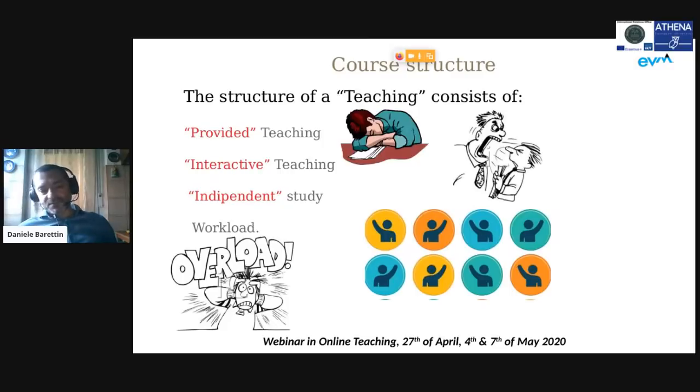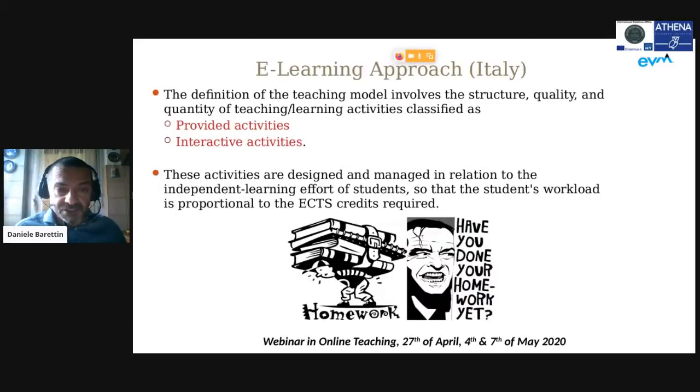Workload that, of course, is not supposed to be overload, which is another big problem of online teaching, something you have to be very careful about. So I mentioned this is the e-learning approach in Italy. We have this classification: provided activity and interactive activity, always being careful that the workload, say the homework, is not too much and not pushing down the student. So let's explain better what these provided and interactive activities are.